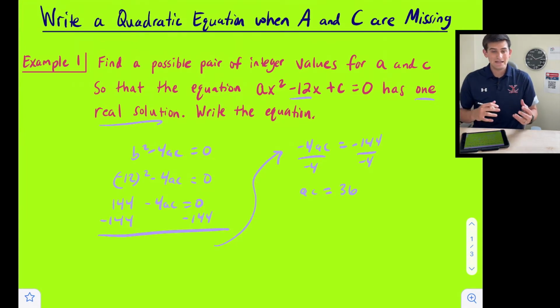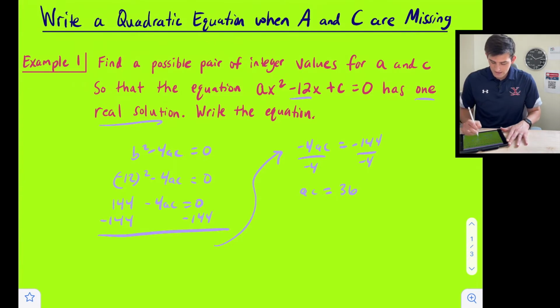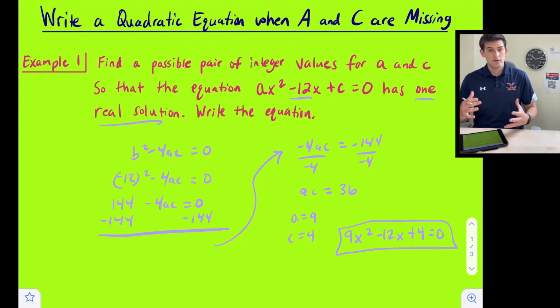Okay, so at this point, we have options. We just need a and c to multiply to 36. So you could use 1 and 36, you could use negative 1 and negative 36, 2 and 18, 9 and 4, 3 and 12. It really doesn't matter, right? We have options here. So let's just say a is equal to 9 and c is equal to 4 just to make it easy for us. And so now we just take 9 and 4 and plug those in for a and c, and we have our equation. So our equation could be 9x squared minus 12x plus 4 is equal to 0. And this equation would give us one real solution.